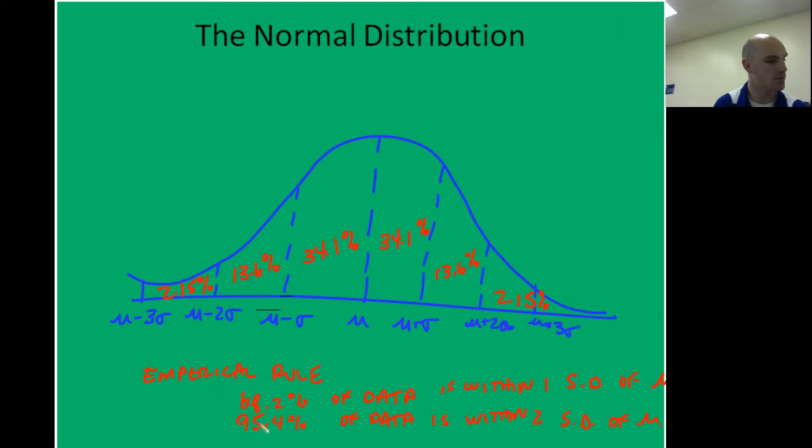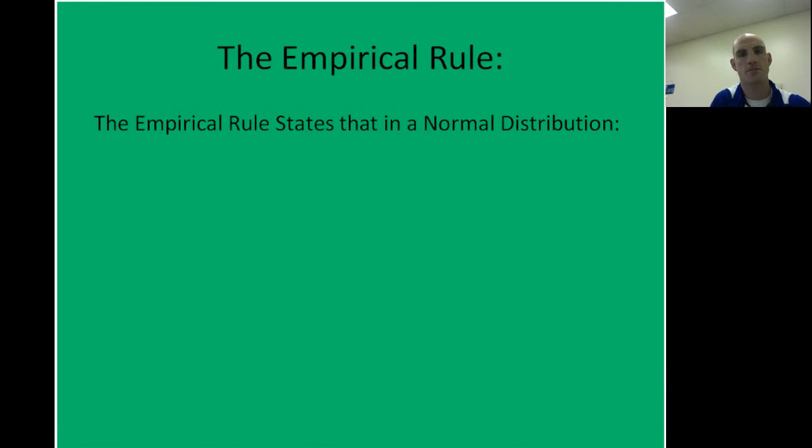So 99.7% of data is within 3 standard deviations of the mean. That means that everything fits into this curve in a regular way. What that allows us to do is look at data very, very specifically in these different intervals as it relates to the mean and to the standard deviation.